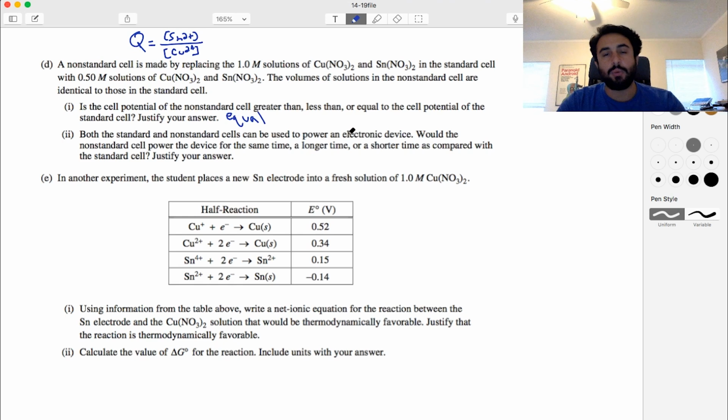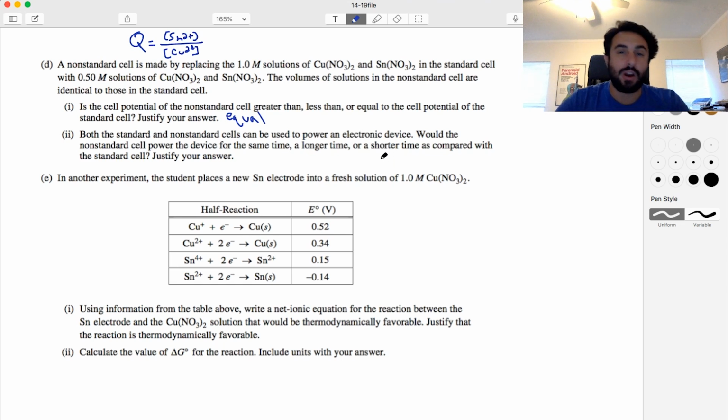This is going to be equal. It doesn't matter how concentrated or dilute. It's just about the relative concentrations of those ions. So that one will be equal. Now, on the other hand, both the standard and non-standard cells can be used to power an electronic device. Would the non-standard cell power the device for the same time, a longer time, or a shorter time as compared with the standard cell?